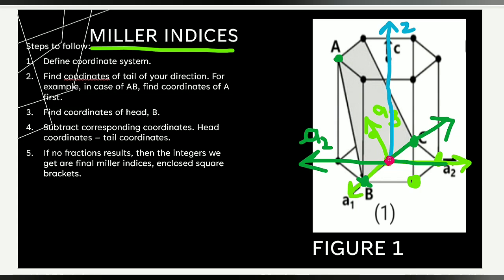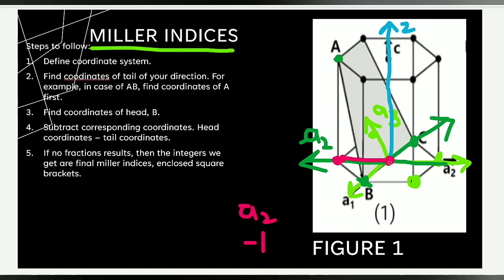So what I will do is, starting from origin, it will always start from origin, I will move one unit, meaning to the other corner of the unit cell. So I will move one unit to the other corner of the unit cell along which direction? Negative A2 direction. So in the A2 direction, I traveled minus one unit. Minus corresponds to the negative direction, okay?